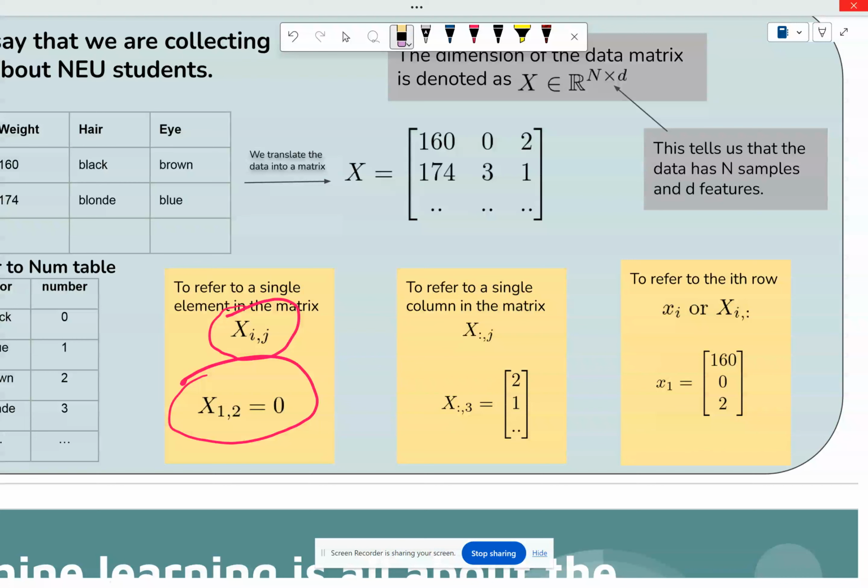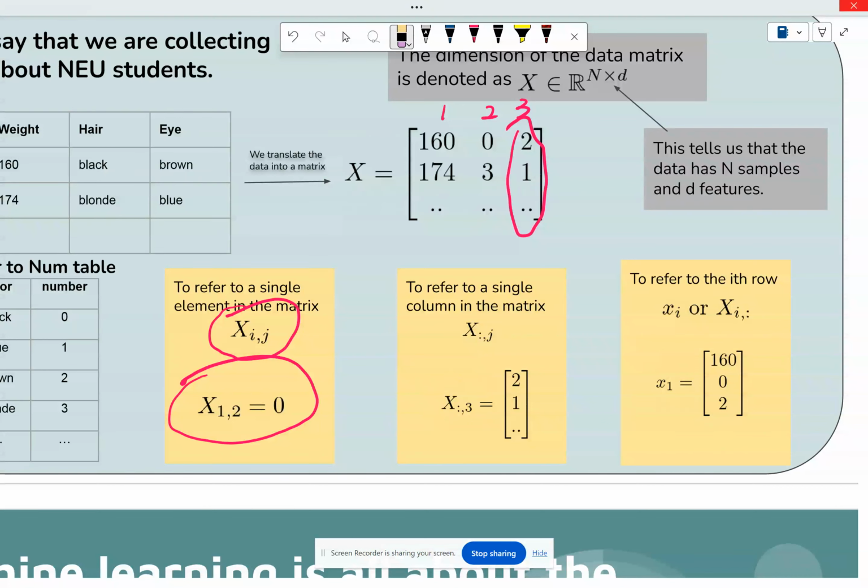Alternatively, you can refer to an entire column. So here, x with a colon and the index 3 is saying the third column, 1, 2, 3. So it's talking about this column. Notice how this colon basically tells you you're taking the whole column.